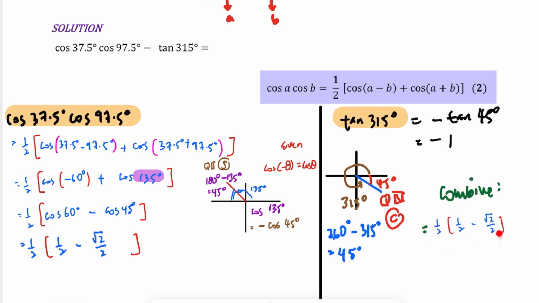So now let's combine the answer for both parts. This is for the first part and the second part is minus 1. So finally, we can simplify. Our answer is 5 minus root 2 over 4. Therefore, this is your final answer.